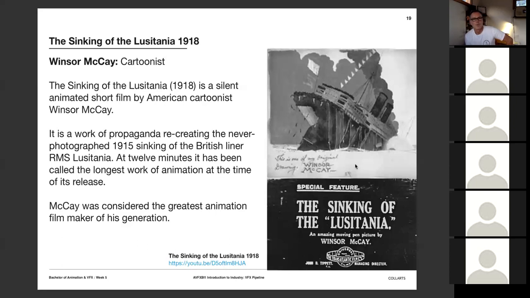Why this film is important is that there were a number of illustrations that were drawn and went into the newspapers, and people were incensed. But Winsor McKay, he animated it and told the story. And this was the thing that really changed public perception in America, because there were a lot of people that didn't want to get involved.